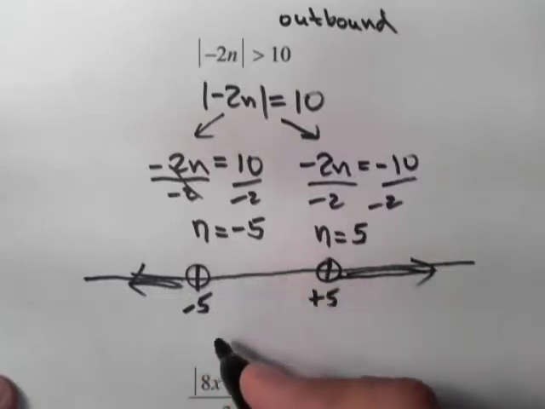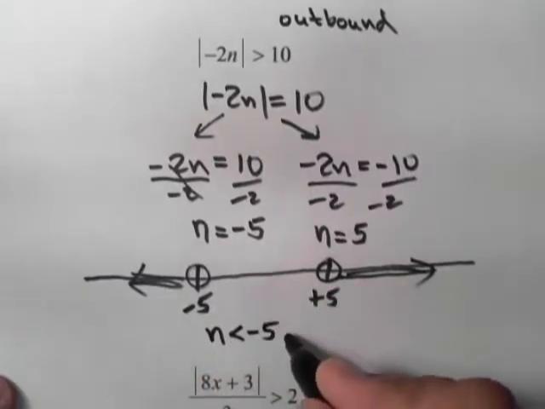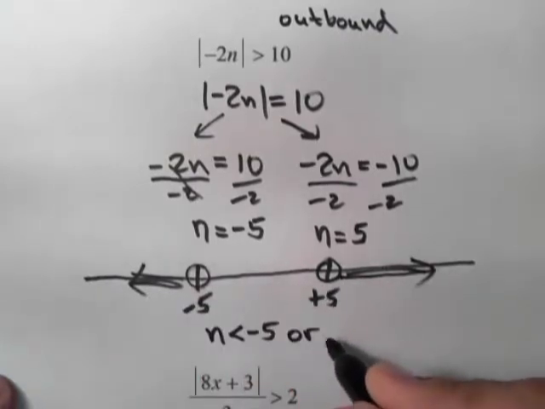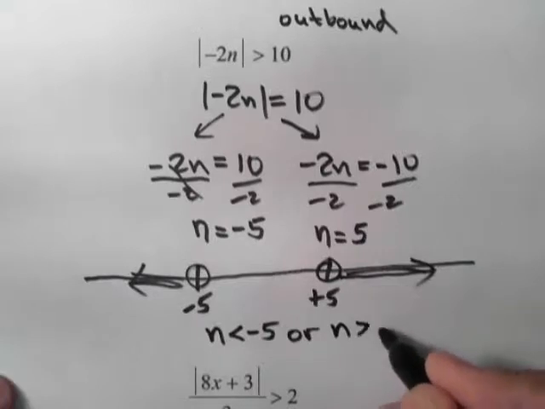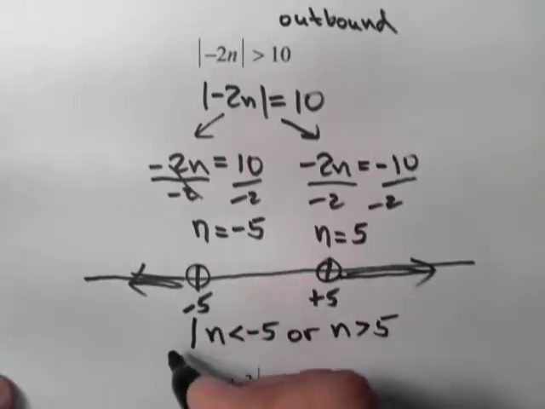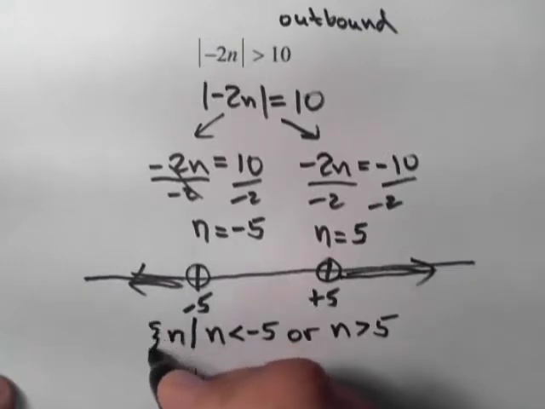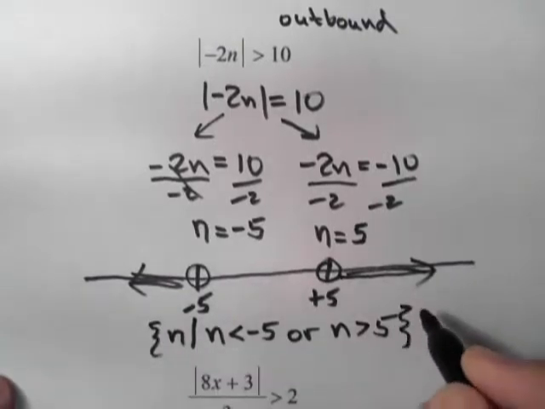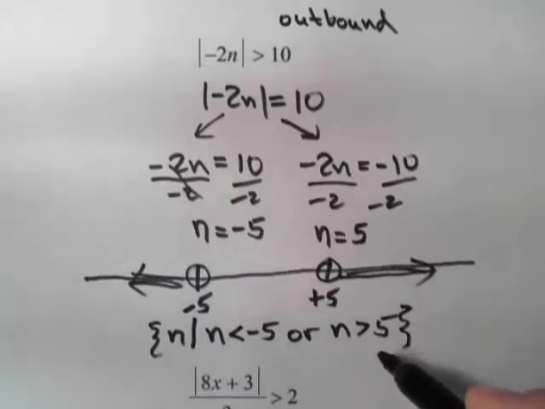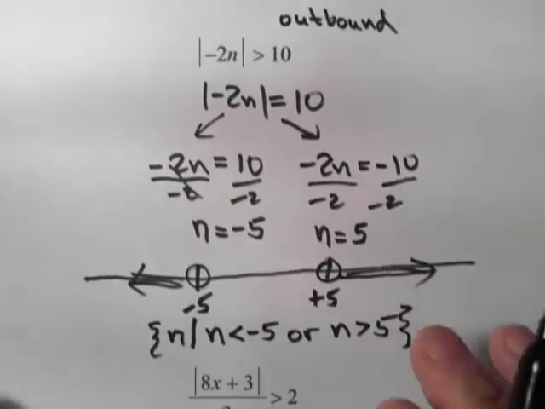You'd have to say n is going to be less than negative 5, or, since it can be this way or that way, n is greater than positive 5. And then, of course, your set bar, the variable n, and your curly brackets. So once again, there's a graph and a set builder notation.